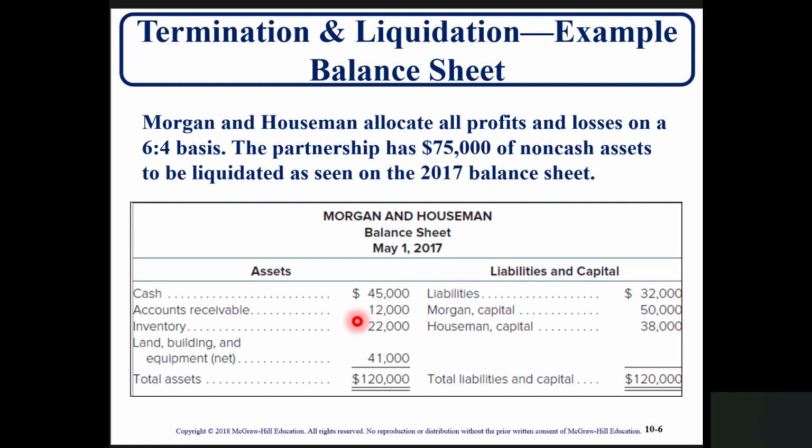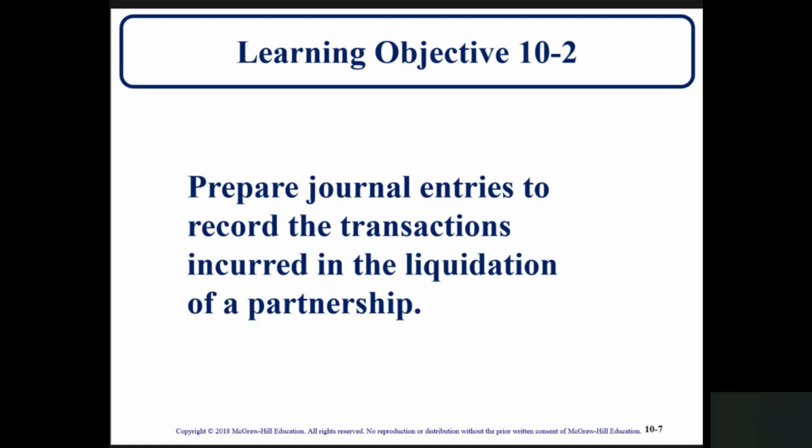Our $75,000 in non-cash assets are represented by $12,000 of accounts receivable, inventory of $22,000, and $41,000 of land, building, and equipment.